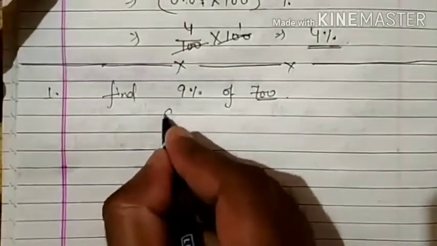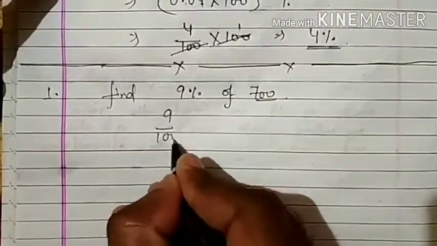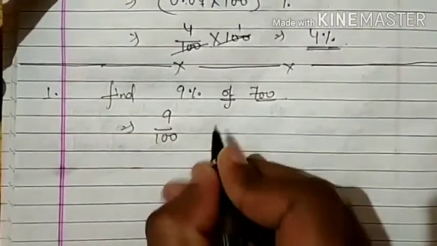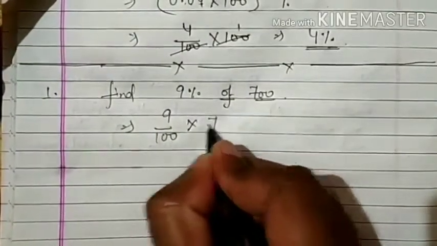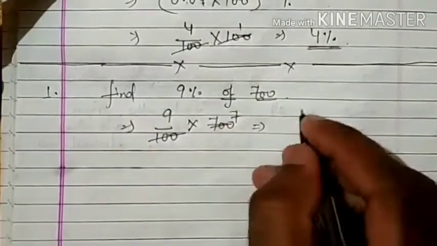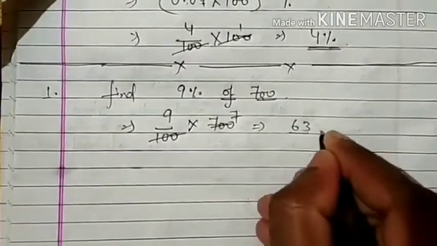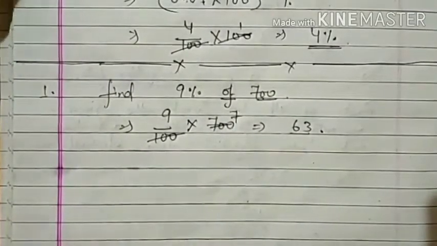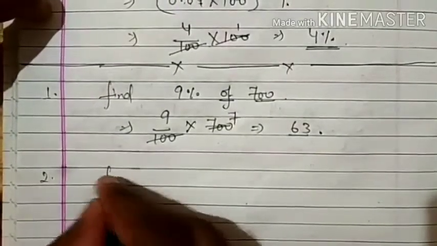What do you do? 9% can be written as 9 by 100. What is the meaning of "of"? Multiplication. 7 nines are 63.